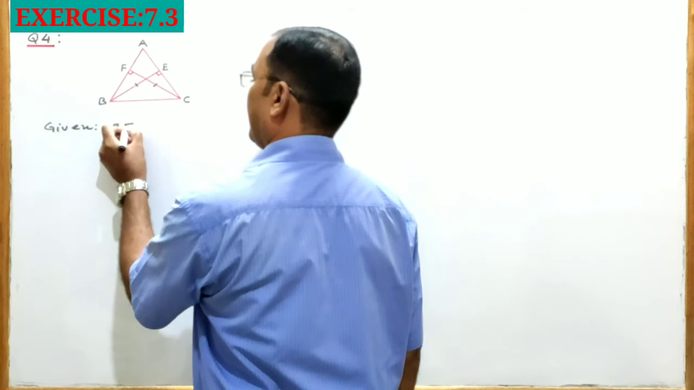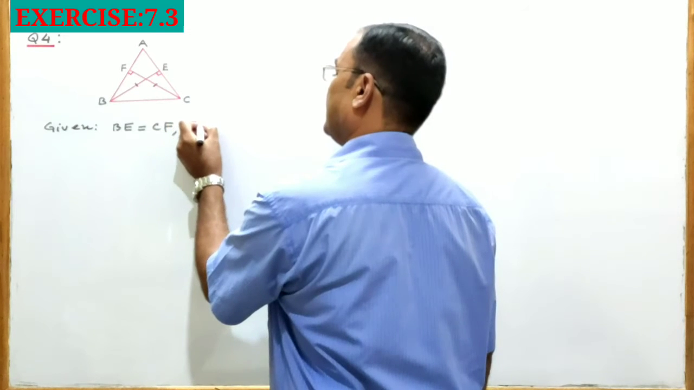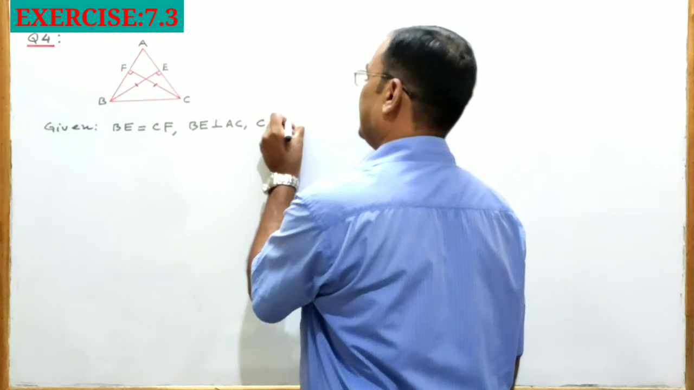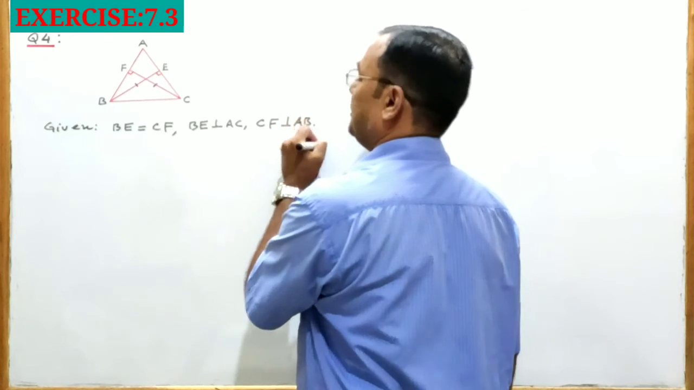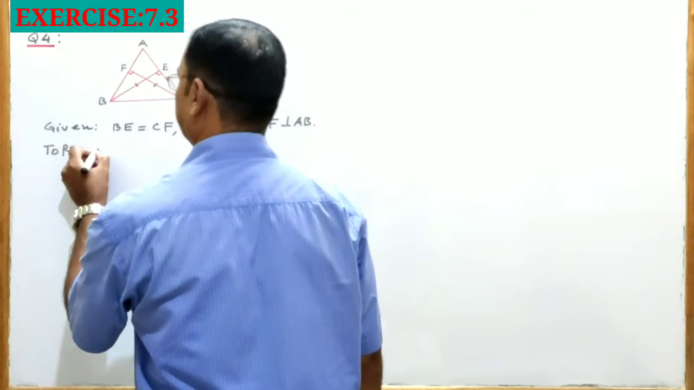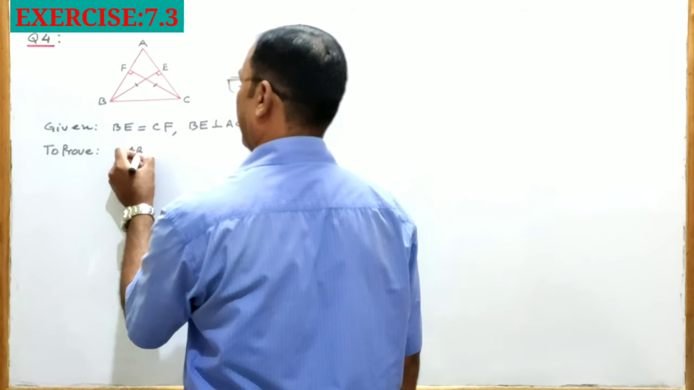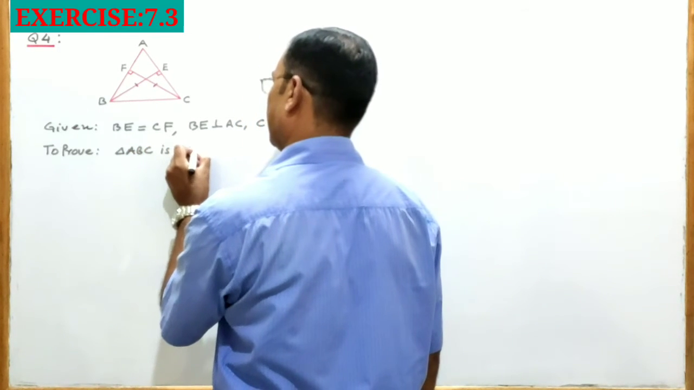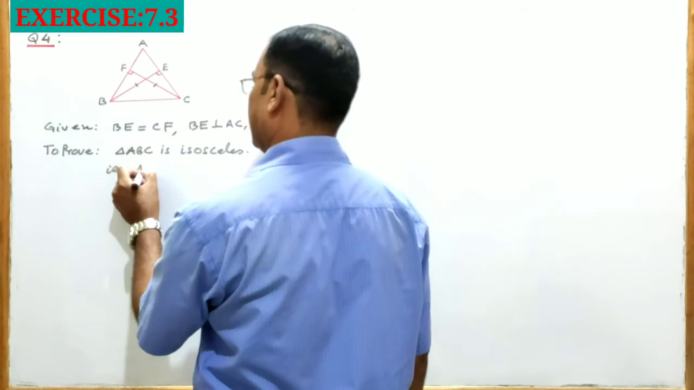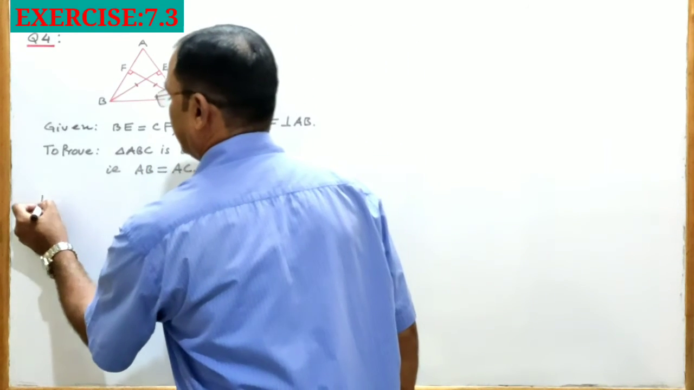BE is equal to CF. BE is perpendicular to AC and CF is perpendicular to AB. We have to prove that triangle ABC is isosceles. That is, we have to prove that AB is equal to AC. Let's prove this question.